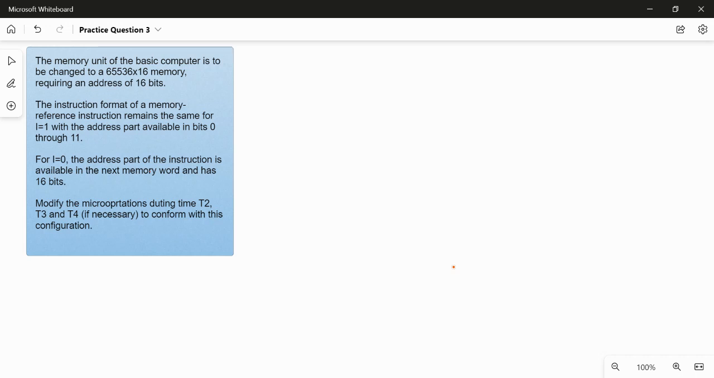Let's consider this question. The memory unit of the basic computer is to be changed to a new size that is of 65536 cross 16. Due to this change, now the required addresses will be of size 16 bits. The instruction format of a memory reference instruction remains the same for I is equal to 1 with the address part available in bits 0 through 11.